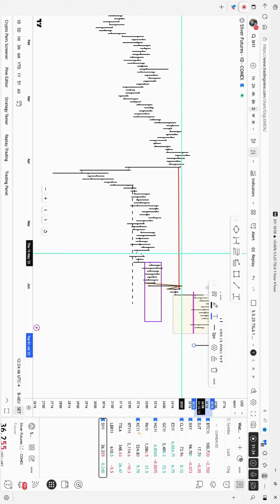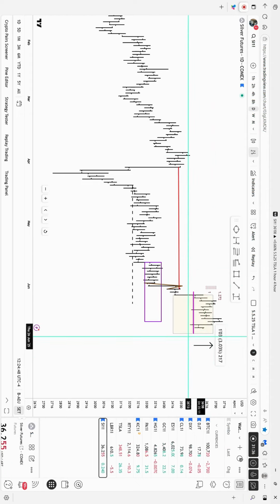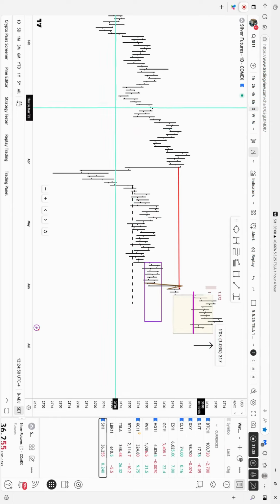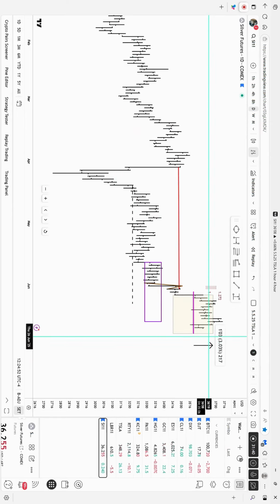Well, this is 1 point. That's a $5,000 move. So it's a pretty big range here. But you can work it. You can work the market.